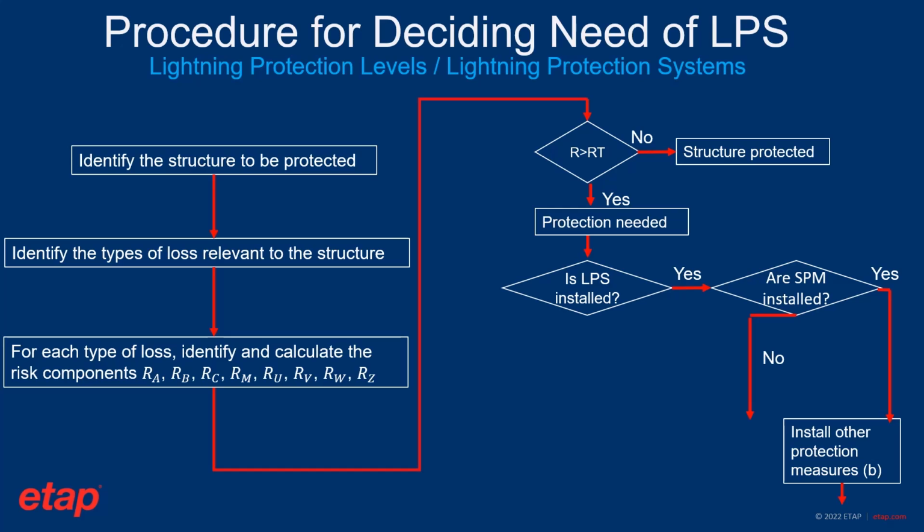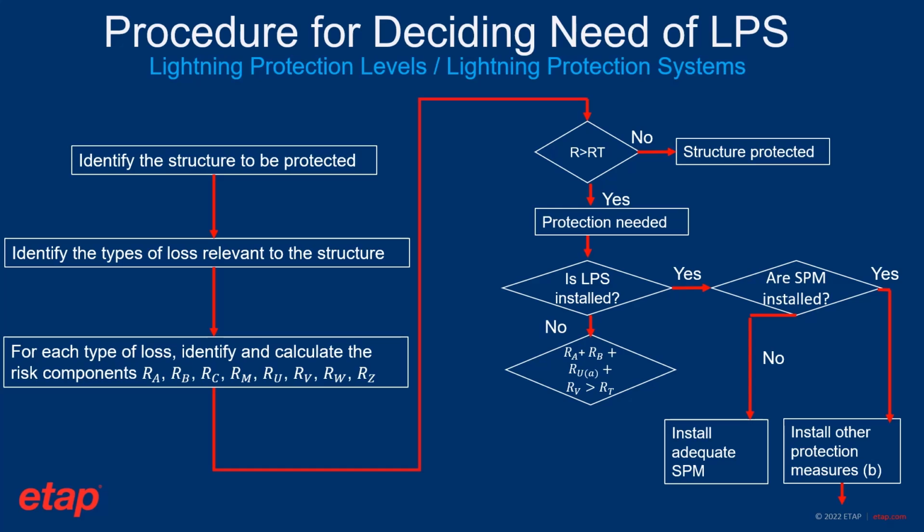However, if the surge protection mechanism is not installed, what other measures are we going to take? We are going to add more SPM to it. In other words, we do have the LPS installed, but whether we still require surge protection or not depends on the risk components. For instance, here we have RA, which I mentioned is associated with the risk of injuries or death caused by strikes to a structure, such as touch and step potentials, whereas RB is associated with the risk of physical damage to a structure due to a direct lightning strike on the structure itself.